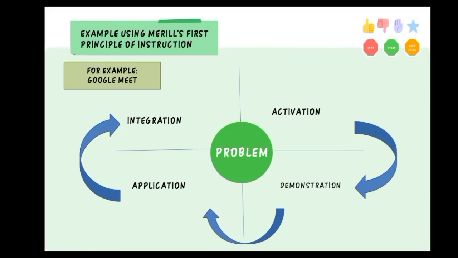So after Sir James and Sir Vin discussed the concepts and definitions of Merrill's first principle of instruction, now, for us to understand better, we will use Google Meet as an example of Merrill's first principle of instruction. Now, let's start with the problem or the task center. Here, according to Merrill, it is more relevant for students if we give them a real-life problem. So we thought of Google Meet because most of us use it to conduct classes.